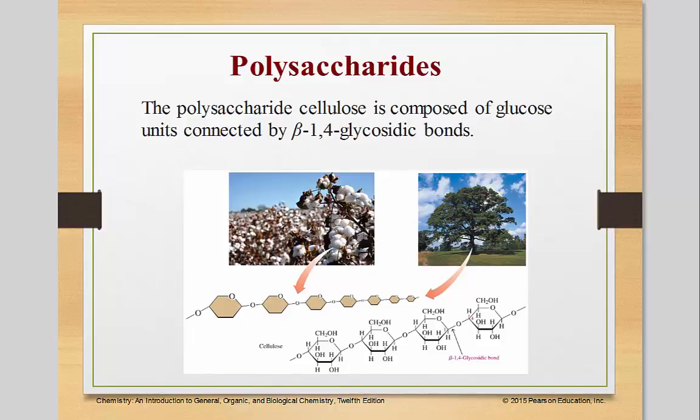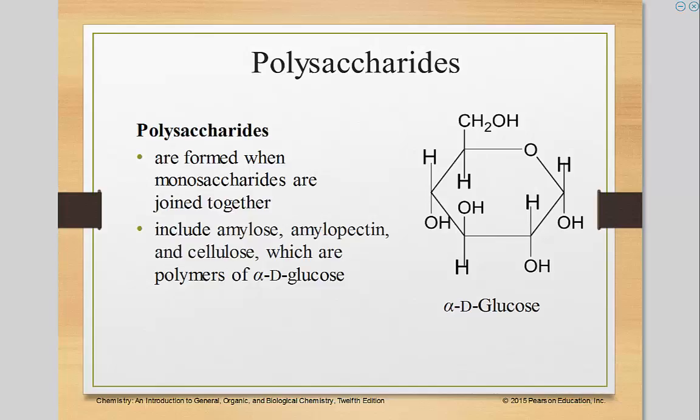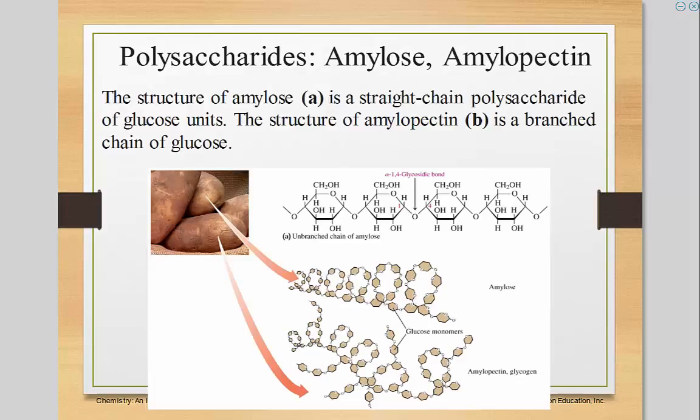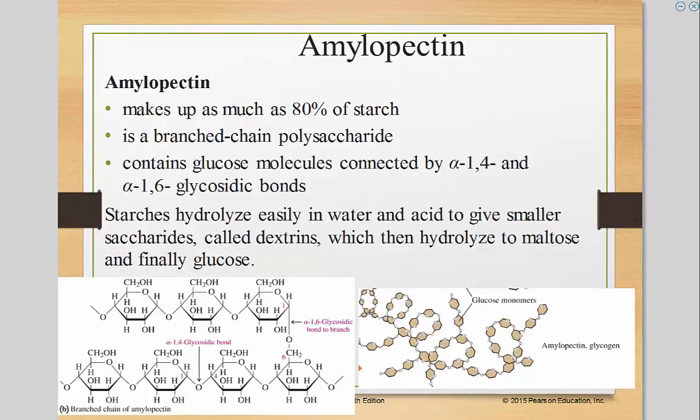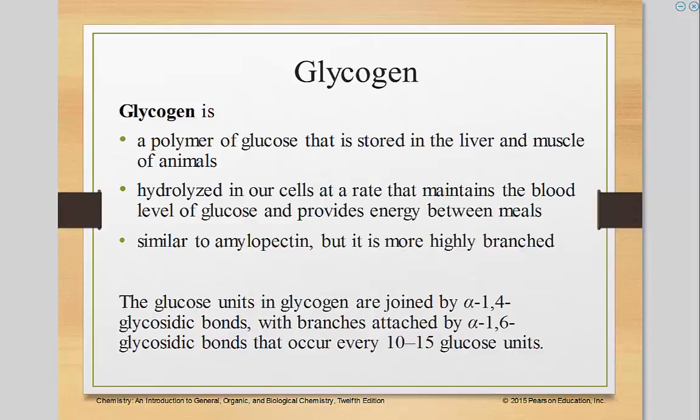This tutorial discusses polysaccharides. The polysaccharides that we're going to be focusing on are ones that contain glucose. So this is a compound that takes hundreds of little tiny monosaccharides and links them all together. The first three are very, very similar: amylose, amylopectin, and glycogen.